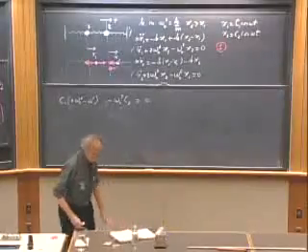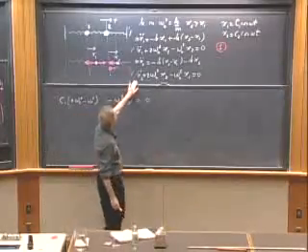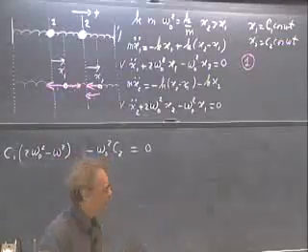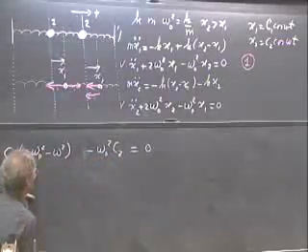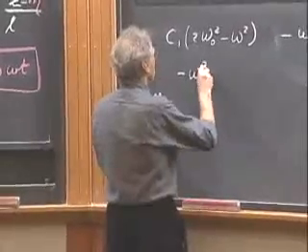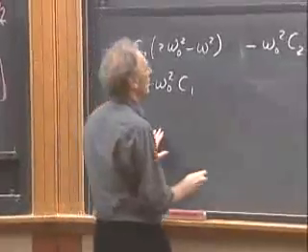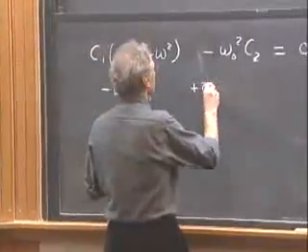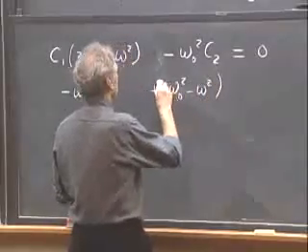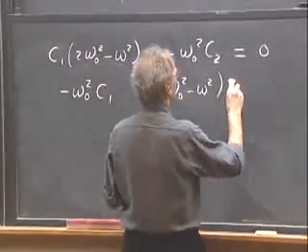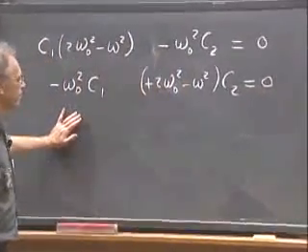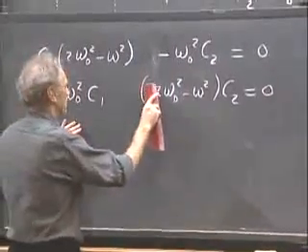And then I go to my second differential equation, which is this one. But I'm going to rearrange the c1s and the c2s. So I'm going to put the c1s here. So I'm going to get minus omega 0 squared times c1. And here I'm going to get 2 omega 0 squared minus omega 0 squared times c2. And that equals 0. So I can leave this plus out.